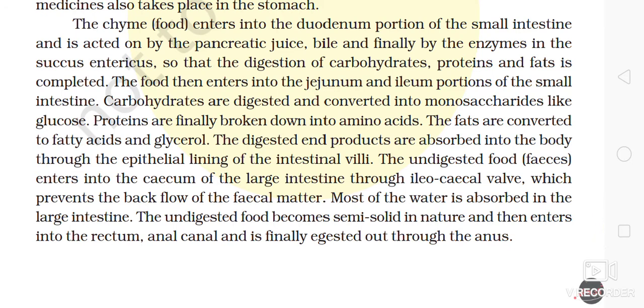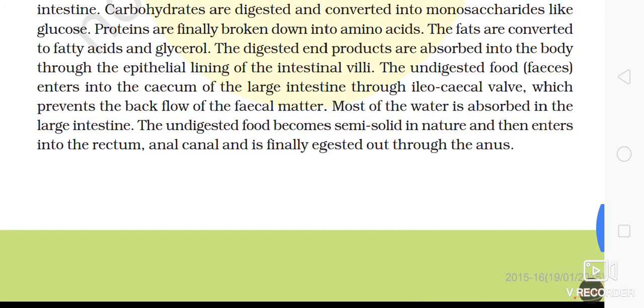The chyme, food, enters into the duodenum portion of the small intestine and is acted on by the pancreatic juice, bile, and finally by the enzymes in the succus entericus, so that the digestion of carbohydrates, proteins, and fats is completed. The food then enters into the jejunum and the ileum portion of small intestine. Carbohydrates are digested and converted into monosaccharides like glucose. Proteins are finally broken down into amino acids. The fats are converted into fatty acids and glycerol.